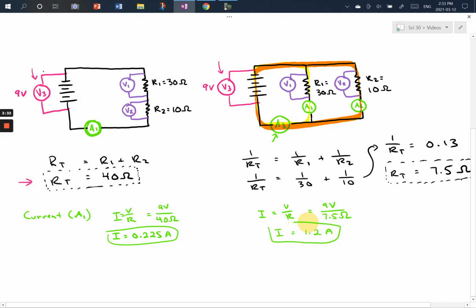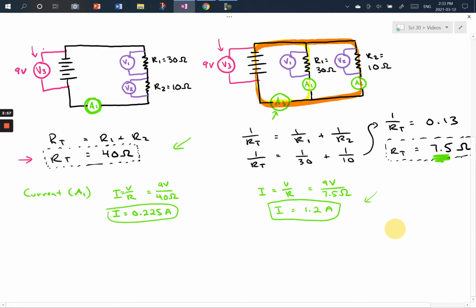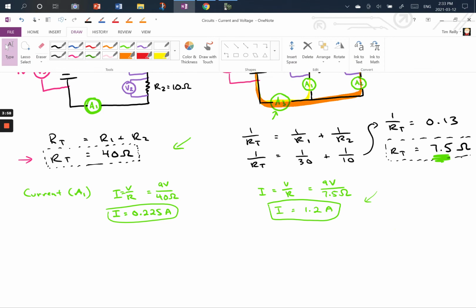So we see here that relationship we've talked about between resistance and current. If I have a higher resistance, I'm going to have a lower current. That's what happens over here in the series circuit. If I have a lower resistance, then I'm going to have a higher current, which is what we see happen with the parallel circuit.